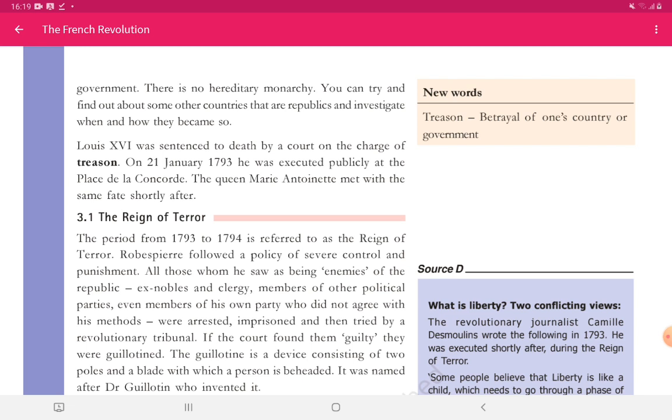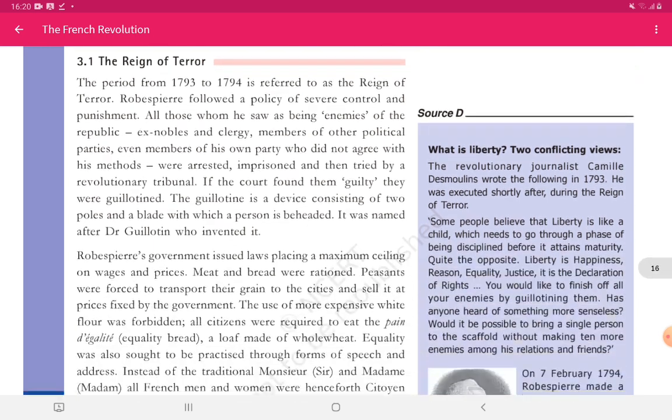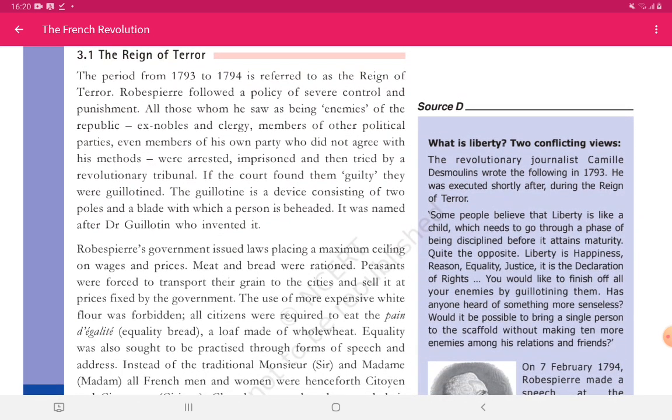Now the question was framed: what was the Reign of Terror, who was Robespierre, and what was his policy? The period from 1793 to 1794 is referred to as the Reign of Terror. Robespierre followed a policy of severe control and punishment.